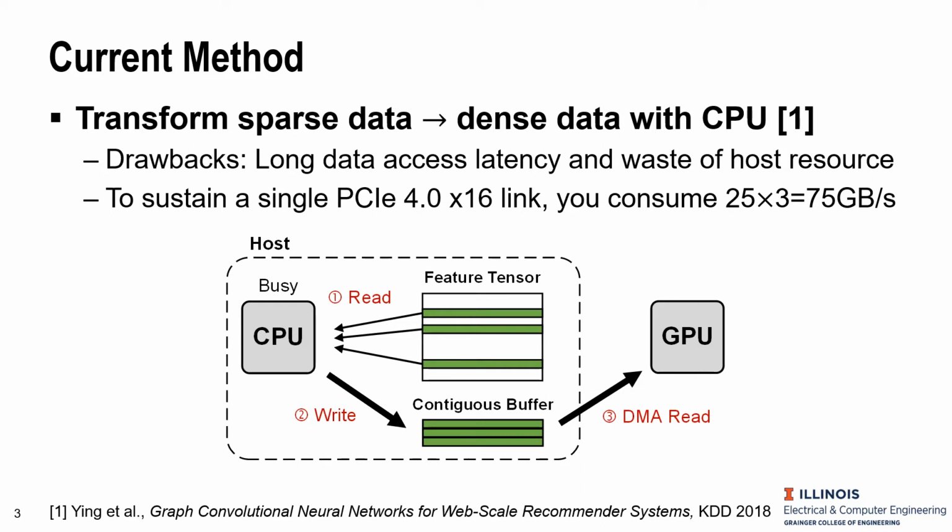In the diagram, we show the three stages of memory access required to finish this operation. First, the CPU reads scattered features from the host memory. Second, the gathered features are written to a new contiguous buffer. And finally, the gathered features are read by the GPU DMA engine. This means, to transfer X amount of data to the GPU, we need to access the CPU memory 3 times that amount in total. Under these circumstances, with an increasing number of GPUs, the total bandwidth that the CPU memory needs to sustain becomes quite significant.